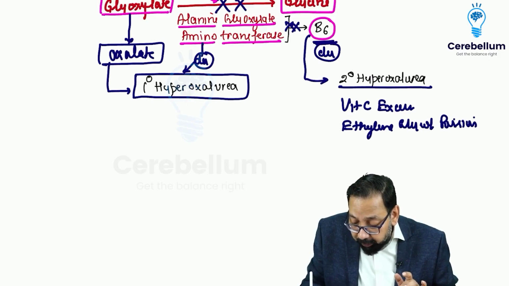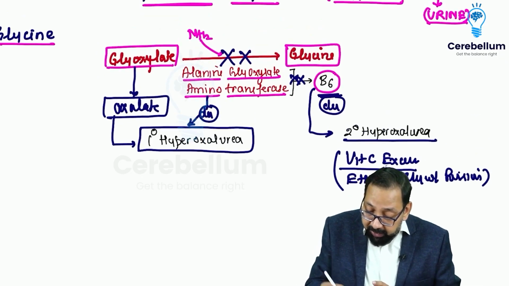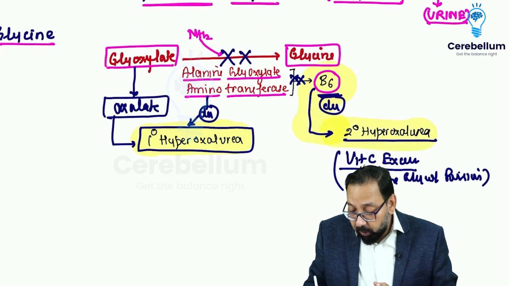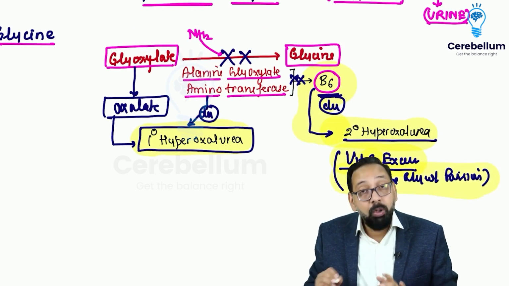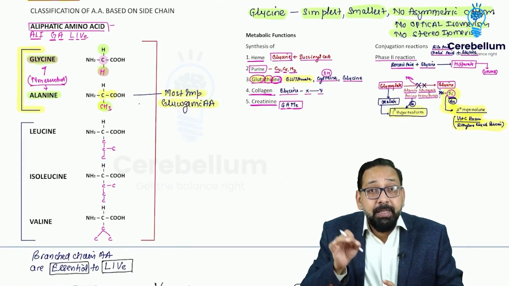All these are recently asked questions. So primary hyperoxaluria, this enzyme is deficient. Secondary hyperoxaluria: B6 deficiency, or vitamin C excess, ethylene glycol poisoning. So till now we have discussed glycine and alanine.